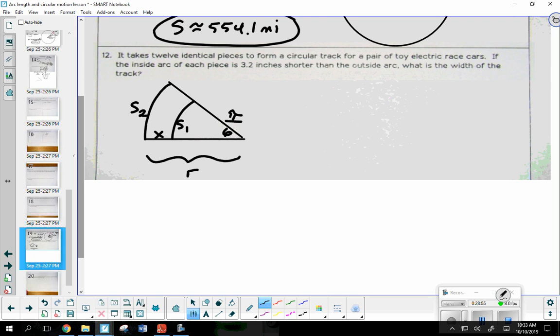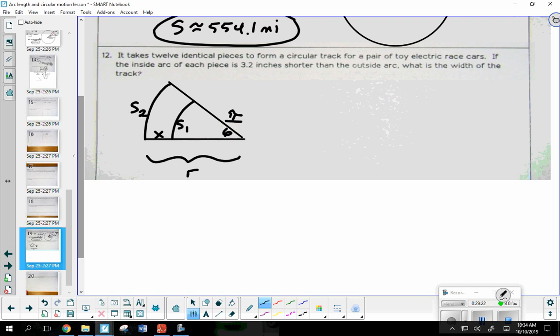All right, I created a couple of equations to help me out. I want you to see if you can create the ones I did. Give me the arc length for S sub 1, and provide an equation for the arc length of S sub 2 based on my diagram. What does S sub 1 equal? What does S sub 2 equal?